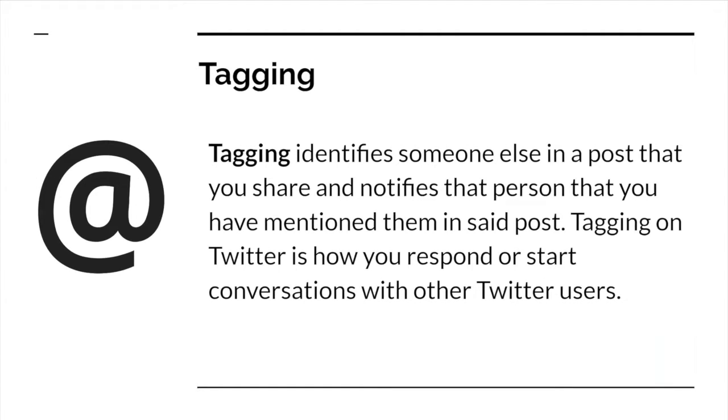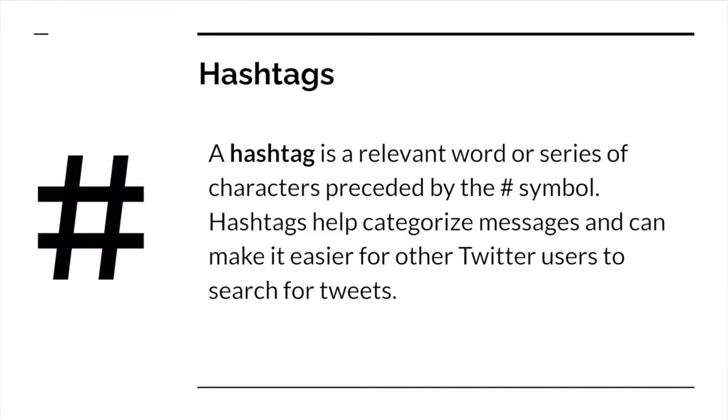If you'd like to tag someone, all you have to do is use the @ symbol. Once you tag them, that's just sharing and notifying that person that you have mentioned them in your post. That's how you respond or start conversations with other Twitter users. A hashtag is a relevant word or series of words preceded by the pound symbol. Hashtags can help categorize messages, and it can make it easier for other Twitter users to search for tweets.